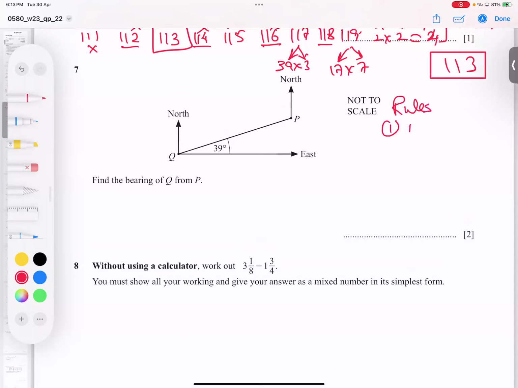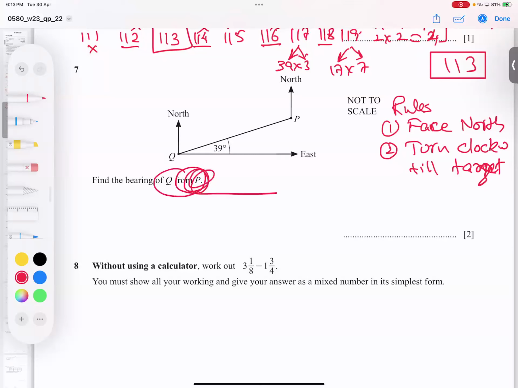Face towards north. Rule number 2: turn clockwise always, never anti-clockwise, clockwise till the target. This is the rule. So, bearing of Q from P: from P means apply this rule after "from". I'm applying the rule at P.